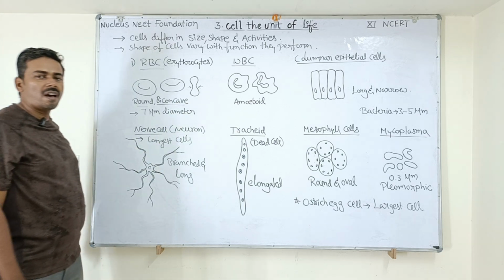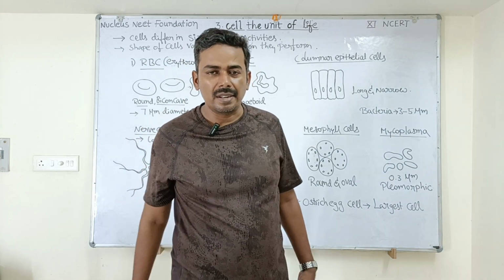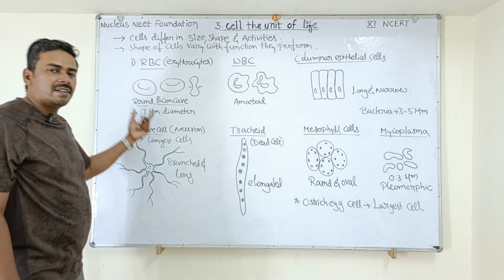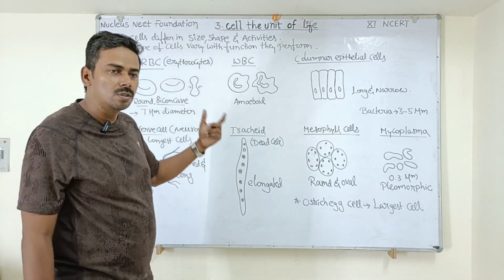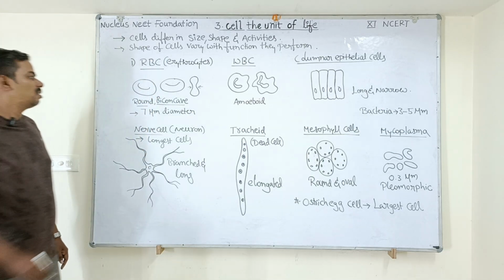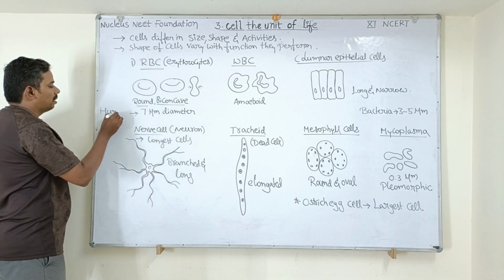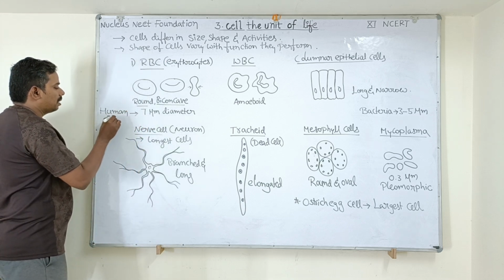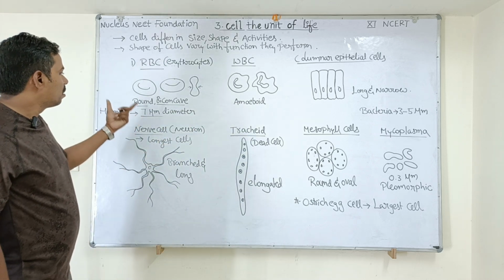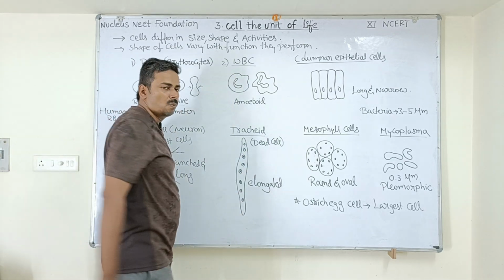So what is the function of RBC, students? RBC helps in transport of oxygen and carbon dioxide, right? So transport of gases, and they contain a red color pigment called hemoglobin. Very important. If you see the size of human RBC, the human red blood cell has a diameter of 7 micrometers, which is very important for your exam. Note down this point.